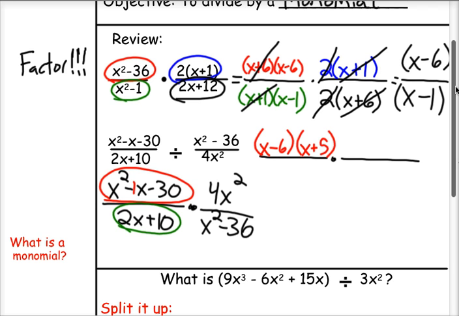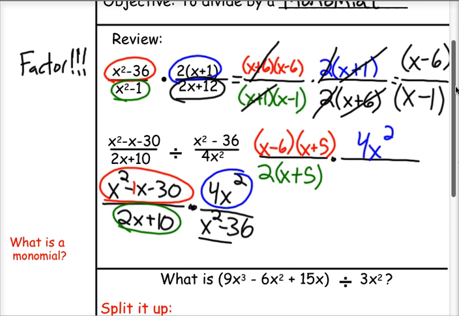2x plus 10, this is something linear. And again, the only thing we can do with linear things is see if there is a greatest common factor that can pull out. In this case, a 2 can pull out. So we have 2, now we're left with x plus 5 there. 4x squared, well, a single term, you can't factor. So there, we're just going to rewrite it.